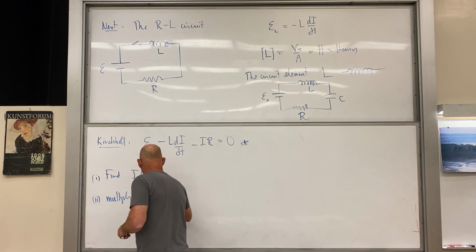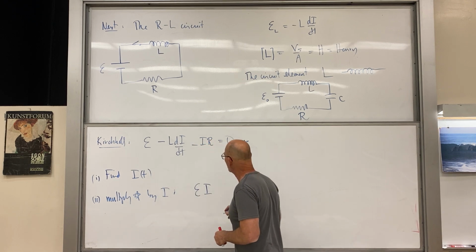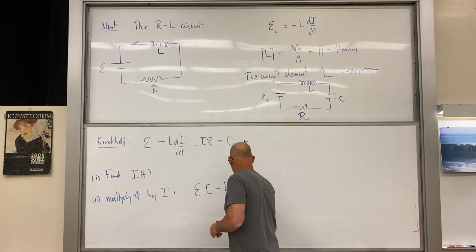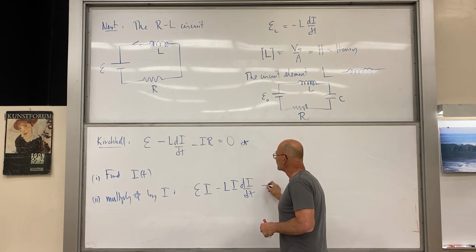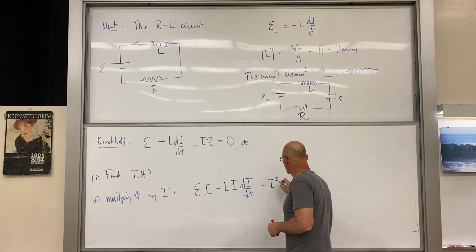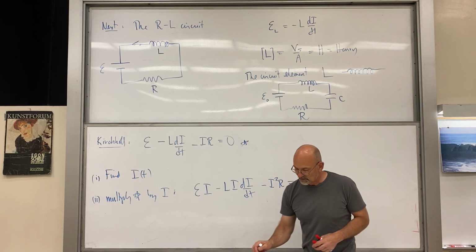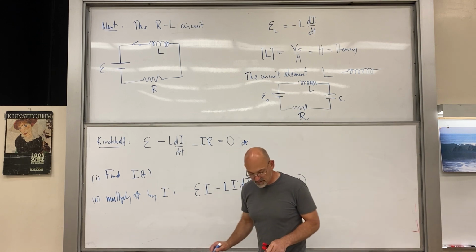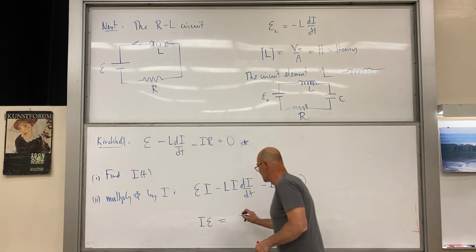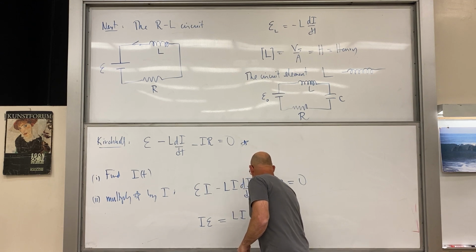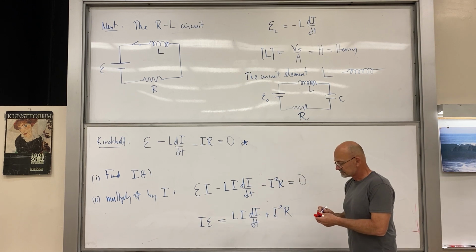There's another thing we can do, which is multiply this equation by I. Multiply star by I, and what do we get? We get EI minus LI di dt minus I squared R is equal to 0. And I'll actually write it this way. We'll bring this over to the right side. Li di dt plus I squared R. We're going to end with this.